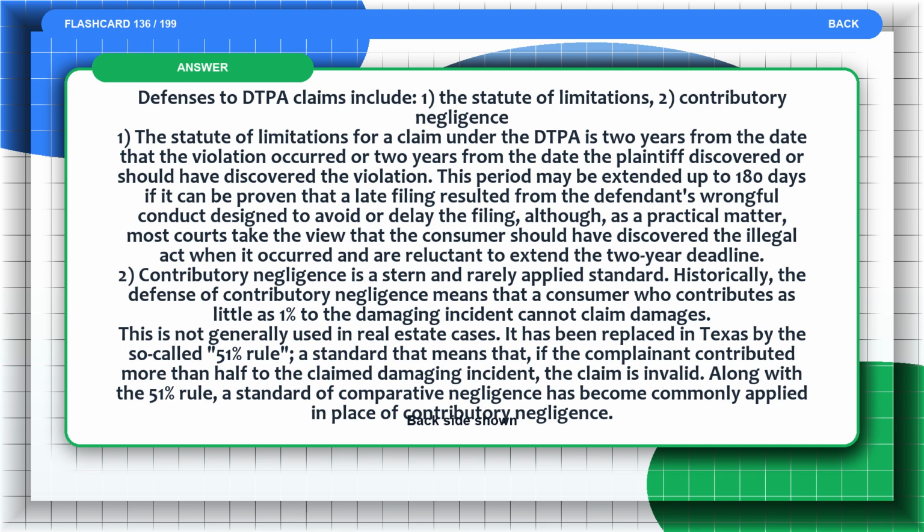Historically, the defense of contributory negligence means that a consumer who contributes as little as 1% to the damaging incident cannot claim damages. This is not generally used in real estate cases. It has been replaced in Texas by the so-called 51% rule, a standard that means that, if the complainant contributed more than half to the claimed damaging incident, the claim is invalid. Along with the 51% rule, a standard of comparative negligence has become commonly applied in place of contributory negligence.